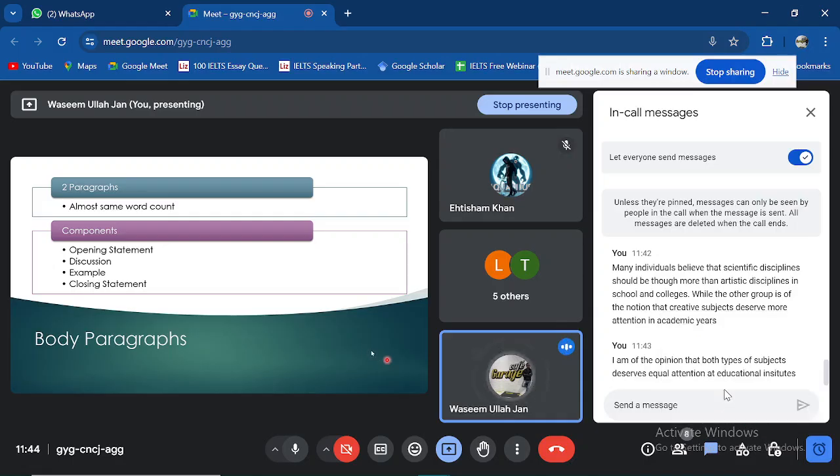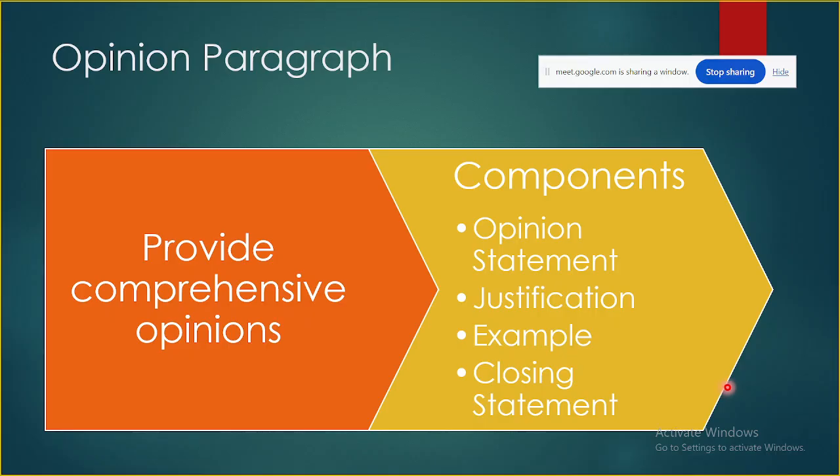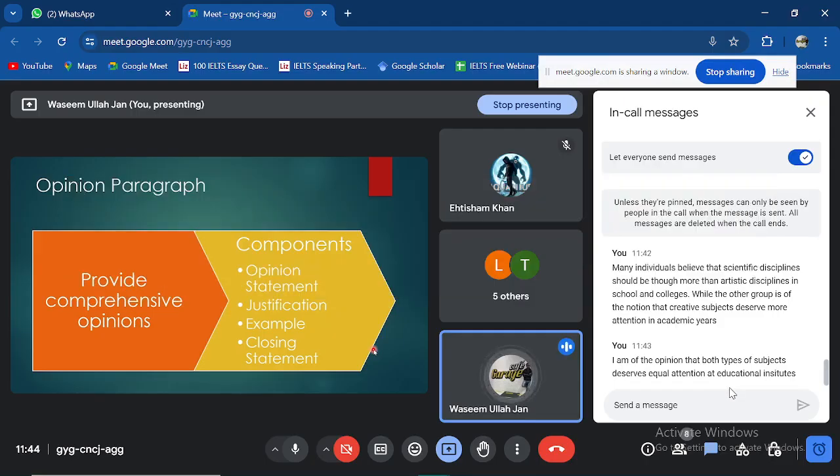Body paragraphs count as 25% marks of your essay. Then comes the opinion paragraph. यहाँ पे आपने comprehensive opinion देना है, detailed opinion देना है. Again, आप opinion statement लिखेंगे जैसे आपने पहले paragraph में लिखी, लेकिन आप words change करेंगे क्योंकि आपने repetition avoid करनी है. उसके बाद उसको आप justify करेंगे, फिर आप example देंगे और फिर आप इसको close करेंगे. It should be 50 to 70 words.